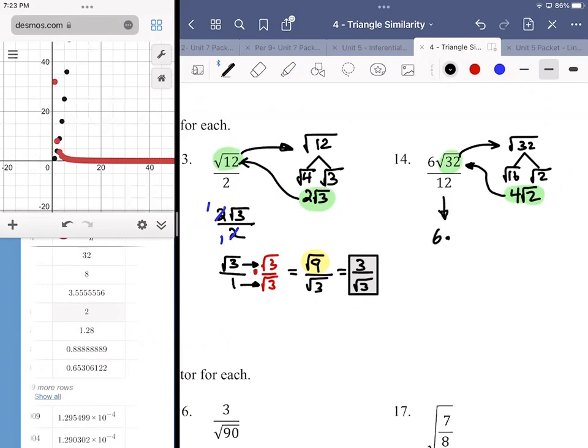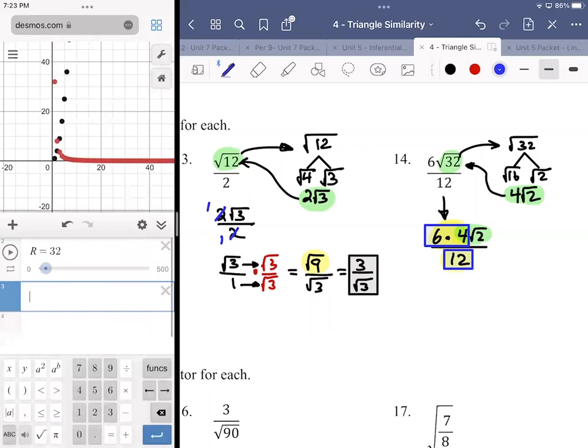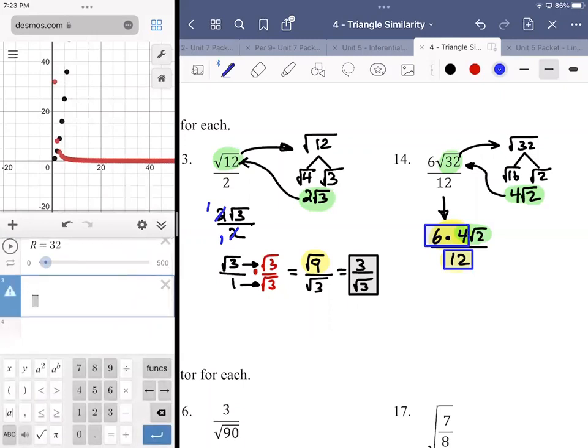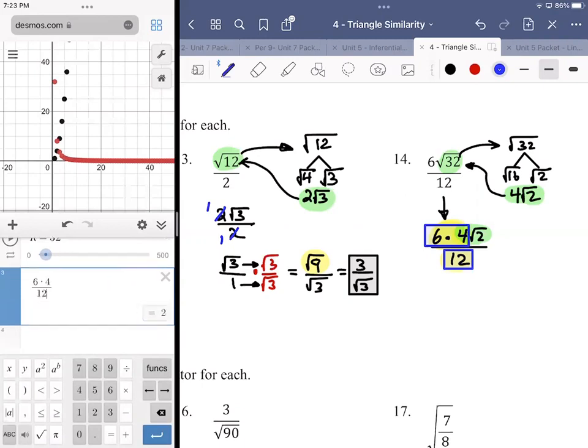So I have 6 times the 4 rad 2 over 12. Now, I can use Desmos to reduce the non-radical parts, the multiplication of 6 and 4, and also the 12. Assuming I don't want to just do it in my head because it's really not that bad. 6 times 4 is 24, and 12 divides evenly into the 24. But you could even use the simplifying fractions tool with products. If I have the 6 times the 4 up top and the 12 on the bottom, it'll simplify for me. So this is really 2 rad 2.